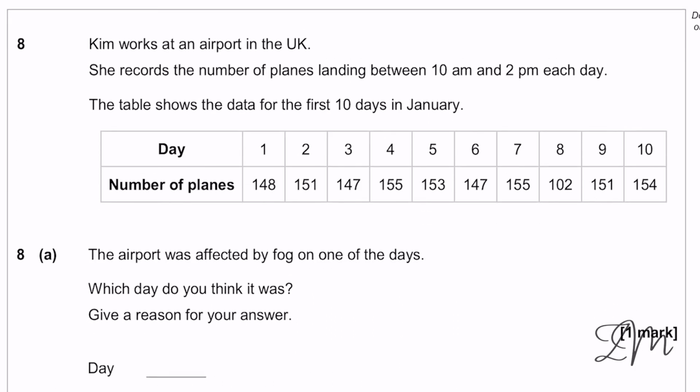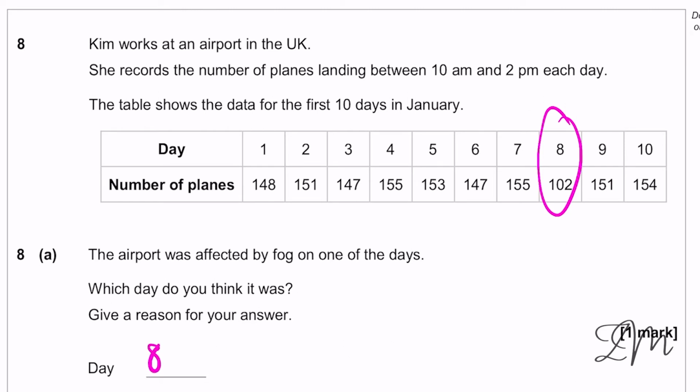Okay, next. Kim works at an airport in the UK. She records the number of planes. We've got data for the first 10 days. The airport was affected by fog on one of the days. What day do you think it was? Okay, we look across and we see which one looks weird. This one here looks weird. So I'd say it was day 8.